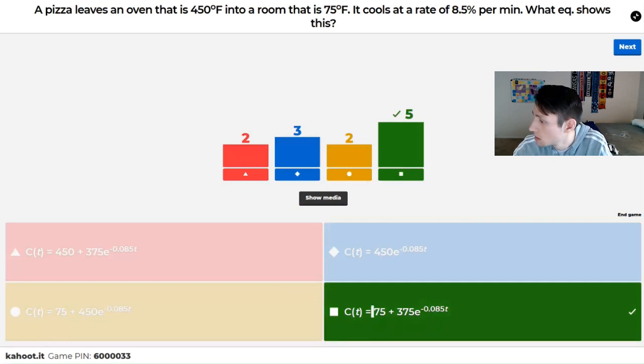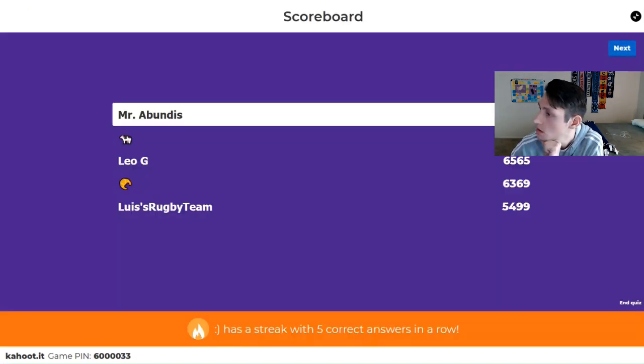75. So the first value is the temperature of the surrounding area. So in this case, it's in the room, that's 75. The coefficient, so remember this is the initial temperature minus the temperature of the room. 450 minus 75, 375. And then cooling at 8.5%, so negative 0.085. Ta-da! All right.